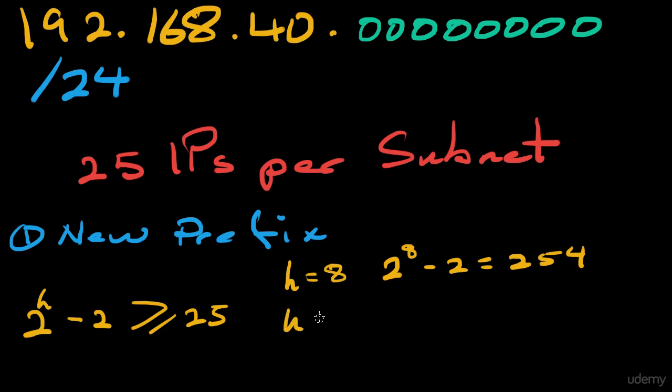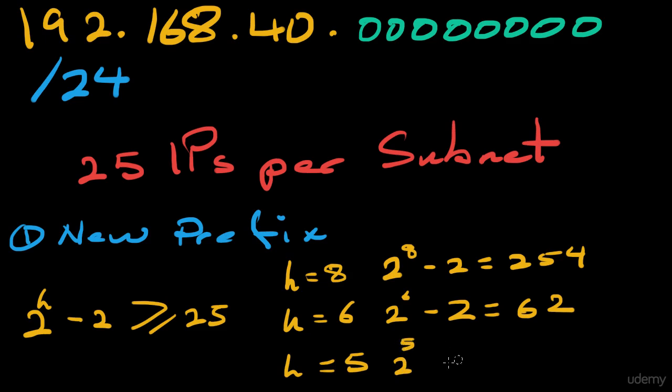If h was 6, 2 to the 6 minus 2 equals 62. If h were 5, 2 to the 5 minus 2 equals 30. 2 to the 5 is 32 minus 2 is 30. Therefore, we need to leave 5 host bits.